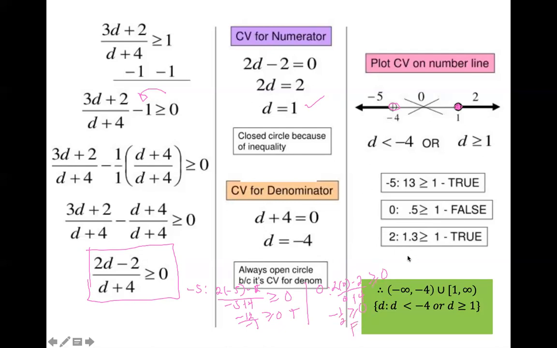Last value, 2. So you have 2 times 2 minus 2 over 2 plus 4. Is it greater than or equal to 0? So this is 2 over 6, 1/3. So it's positive. It's true. The same if we substitute in the given inequality. That is why this is the region that is part of the solution set. So to the left of negative 4, negative infinity to negative 4, union 1 to positive infinity. In set builder notation, d such that d is less than negative 4 or d is greater than or equal to 1.